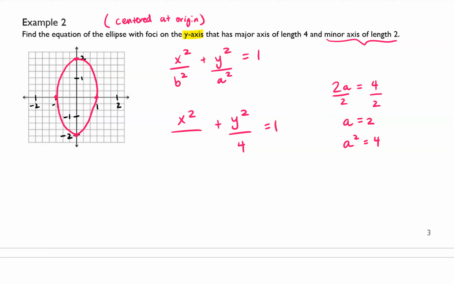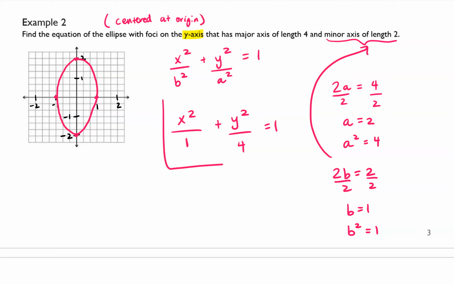So now we need to figure out what b and b squared are. We know that 2b is equal to the minor axis length, which is 2 from right here. And then if I divide both sides by 2, I get b equals 1. And then if I want to calculate b squared, that's also going to be 1, so I would put 1 there. And this is the equation of the ellipse that we are looking for. And that concludes this video on ellipses.